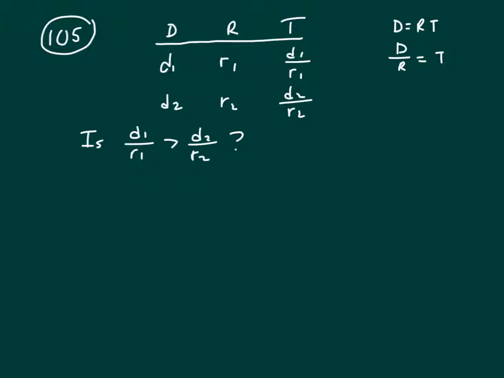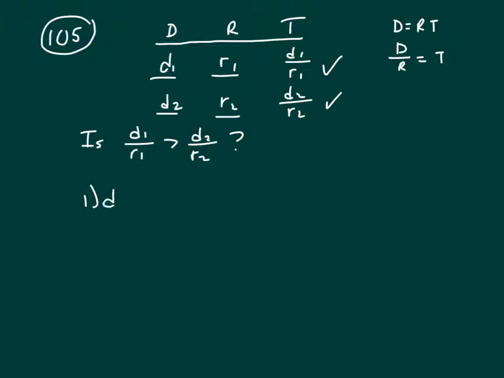All right, so we're trying to figure out if D1 over R1 is greater than D2 over R2. I was given this information: D sub 1, R sub 1, D sub 2, R sub 2. And of course, the way you find time, you take distance equals rate times time and divide both sides by R. So that's how I got that and that.